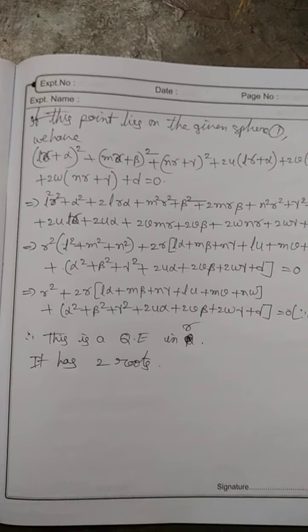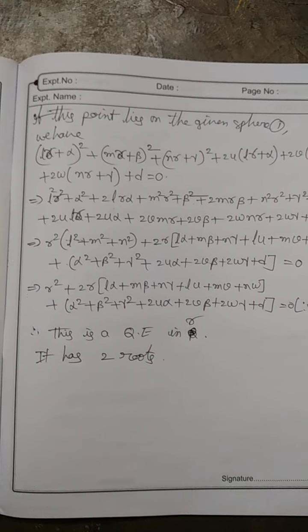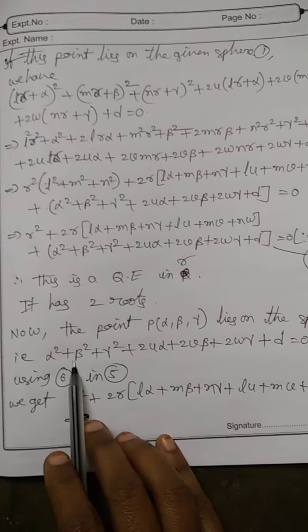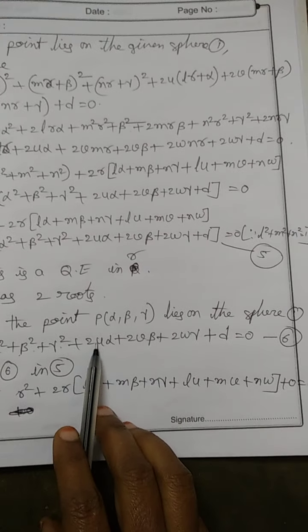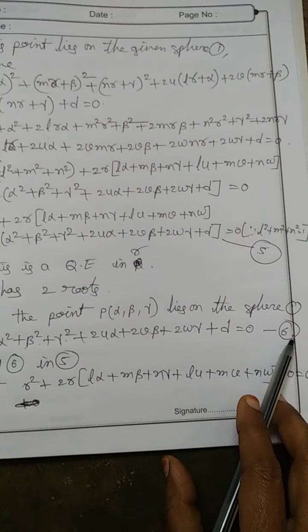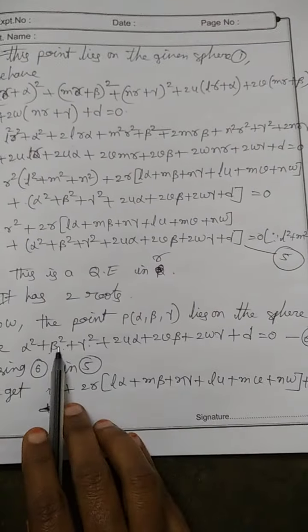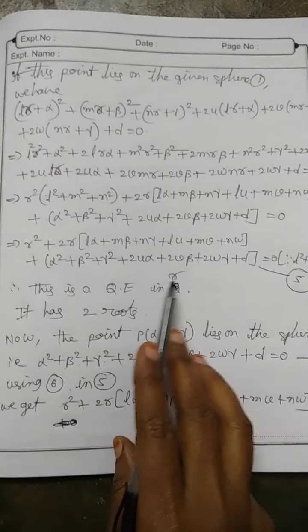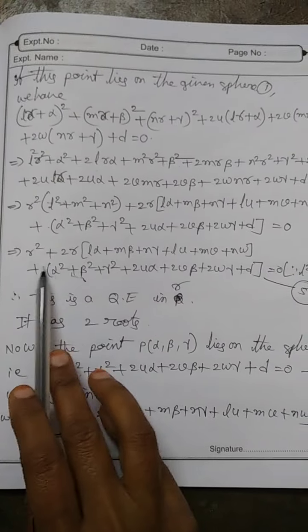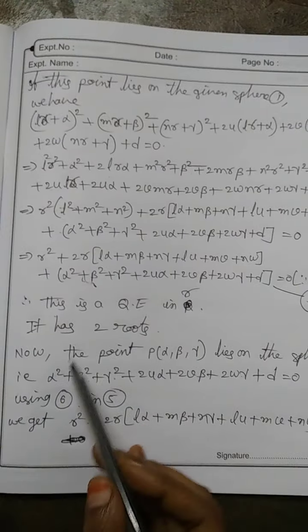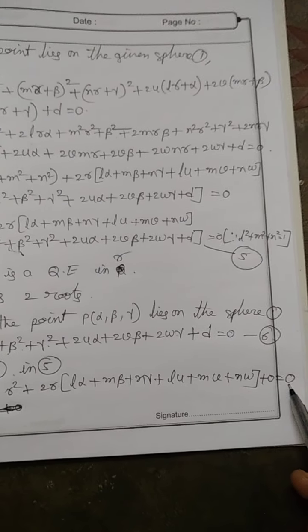Now, P(alpha, beta, gamma) lies on the sphere. That means alpha square plus beta square plus gamma square plus 2u alpha plus 2v beta plus 2w gamma plus d is equal to 0. Let it be equation number 6. Using 6 in equation 5, that is r square plus 2r into something plus this constant value, we put that value as 0.